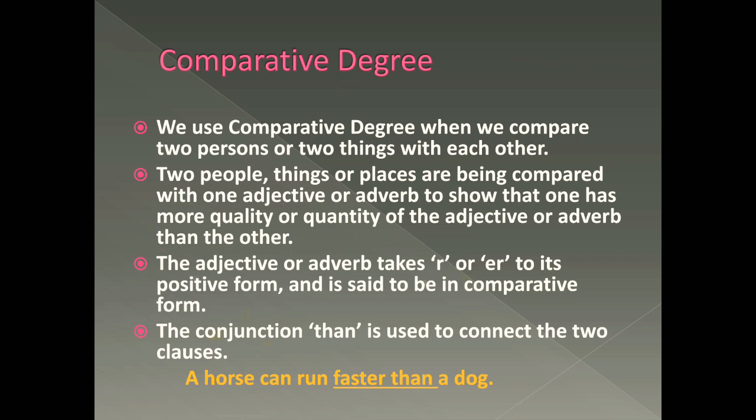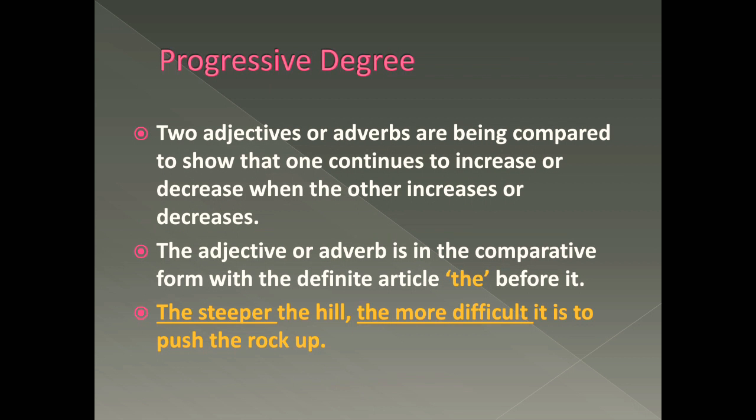Next, progressive degree. Two adjectives or adverbs are being compared to show that one continues to increase or decrease when the other increases or decreases. The adjective or adverb is in the comparative form with the definite article the before it. For example, the steeper the hill, the more difficult it is to push the rock up.